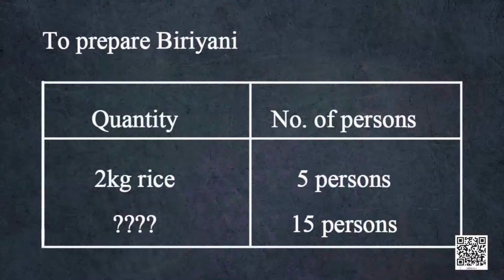Kalam needs 2 kg rice to prepare biryani for 5 persons. What will be the quantity of rice that he needs to prepare biryani for 15 persons? Even here, you can see that we have to take more quantity of rice as the number of people increases. That is, both the quantities increase or decrease together. Is this the case always?